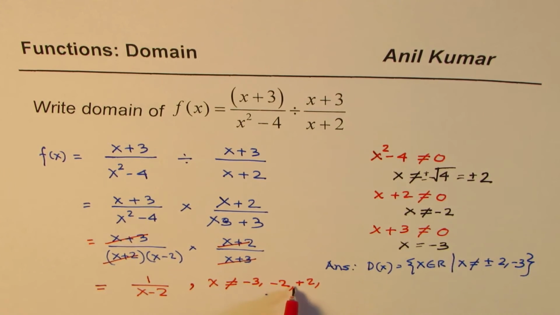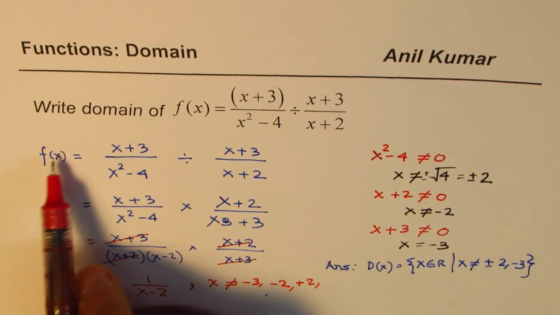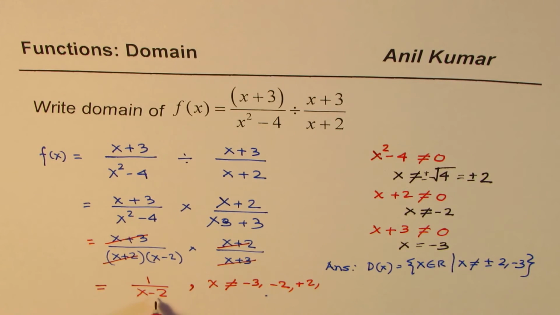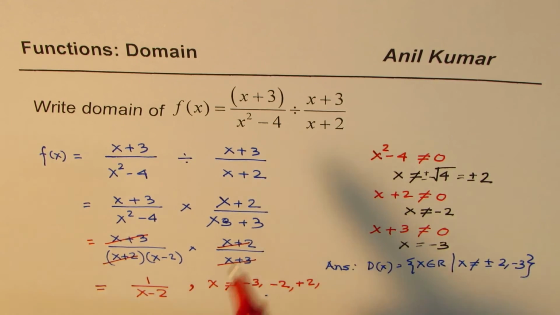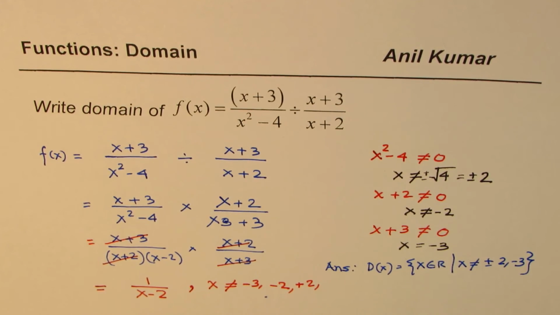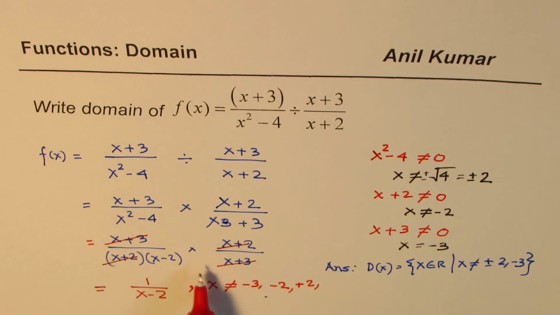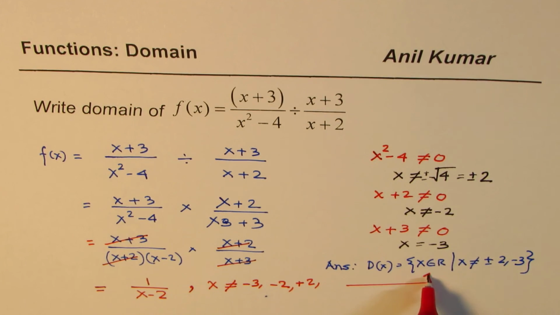Once you write this restriction, only then f of x equals 1 over x minus 2 is equivalent to the given function. That is extremely important to understand. So whenever you simplify, write down your restrictions so that the simplified function is qualified with the restrictions, and then you get the same answer.